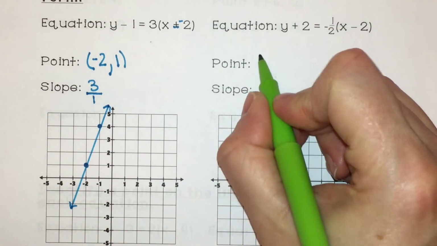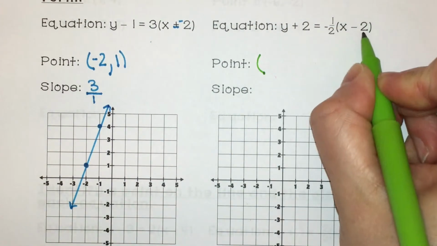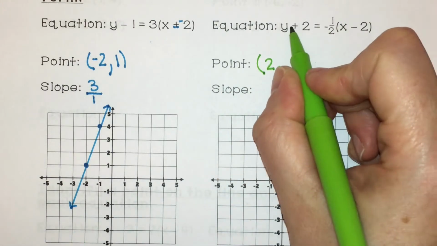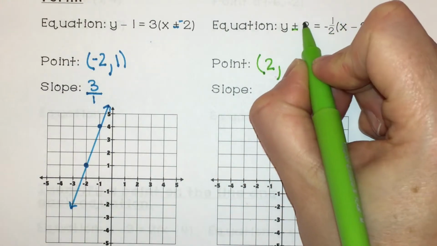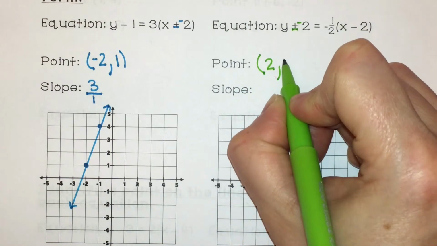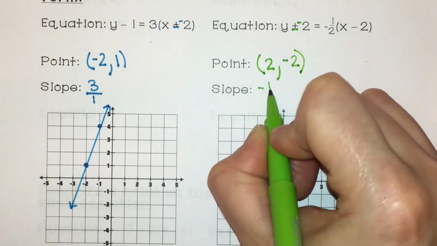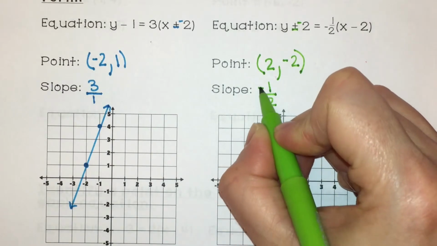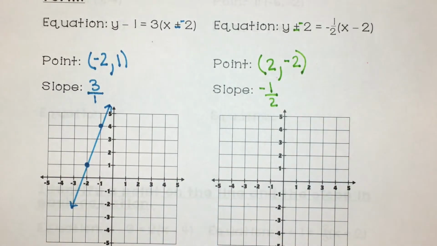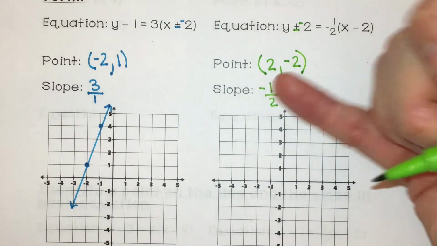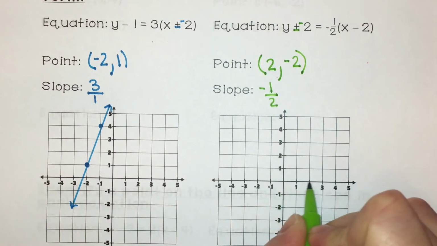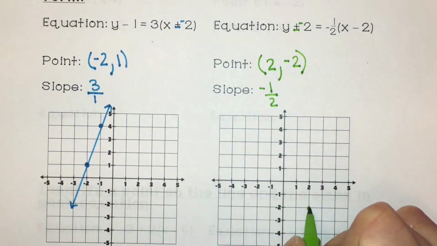Okay, so this one, my point, the x value is 2. And the y value, because it's plus, I know it was originally minus -2. So I know the y value is -2. My slope is -1/2. I'm just going to put the negative up on top, so when I do rise over run, I know that just one of them is negative. So graph the point, x is 2, y is -2.